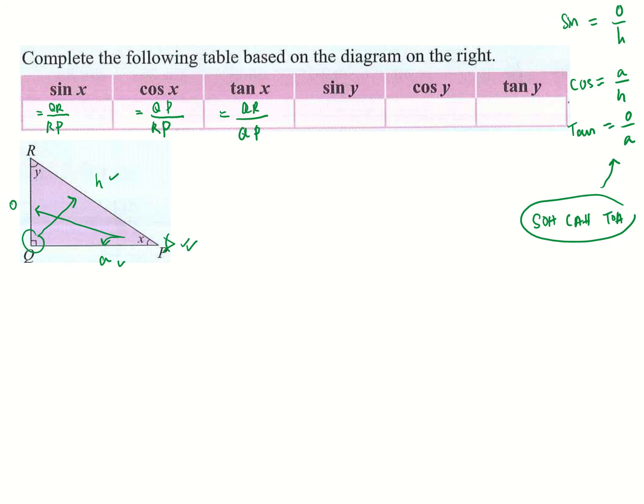So now sin y. This is our angle. This is the opposite. Again, this is the hypotenuse also for y, and this is the adjacent. So sin y, opposite over hypotenuse, is QP over RP. Cos y, adjacent is RQ, hypotenuse is RP, and tangent y, so opposite is QP. Looking at the diagram, adjacent is RQ.